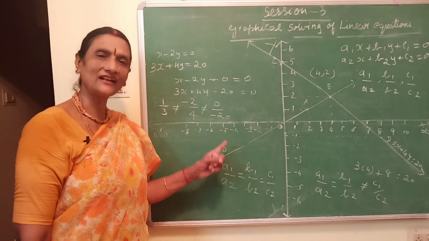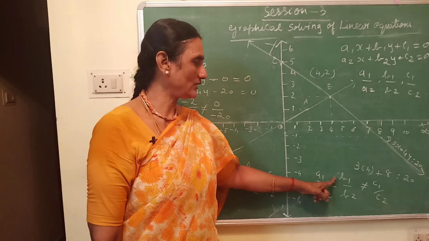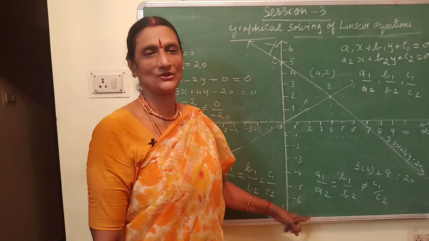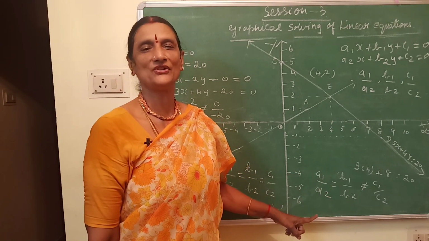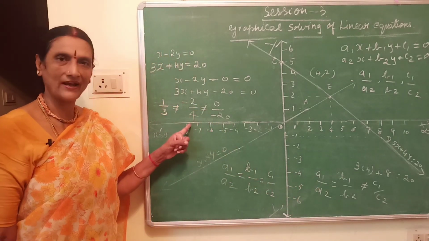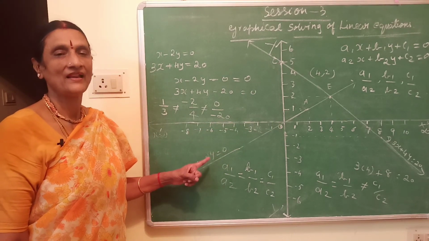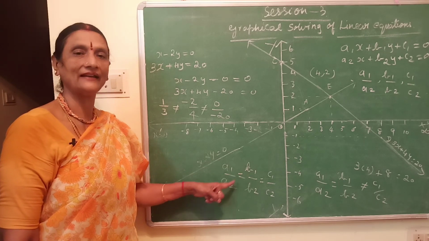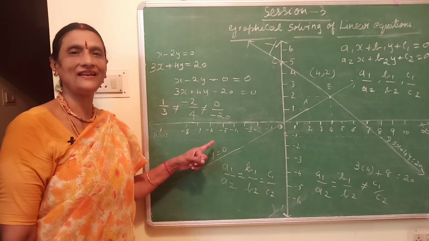The equations are consistent. In the third case, A1 by A2 is equal to B1 by B2, but it is not equal to C1 by C2, results in parallel lines. There is no solution. The equations are inconsistent. Today we verified for intersecting lines, and in the next session I'll be quoting examples for the second case and the third case also. So we will be doing it elaborately in the next session.